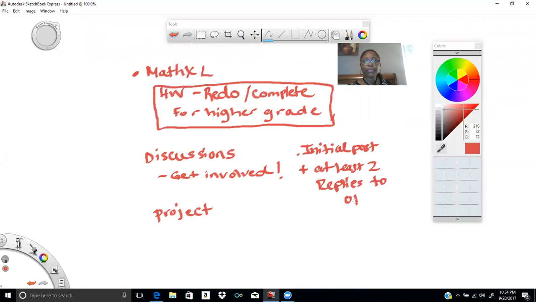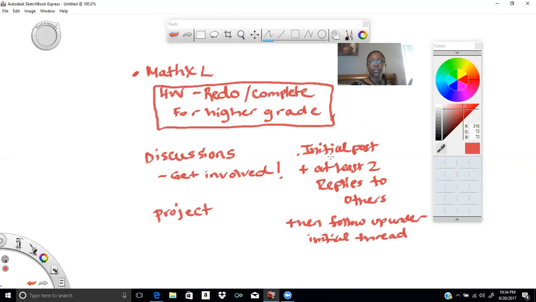and then you'll have, plus, at least 2 replies to others, and then you can follow up under your initial thread, especially if you have a challenge problem. If you have a challenge problem and someone tries your challenge problem, you want to go back in and see if the person got the correct answer, and give them feedback on their work.